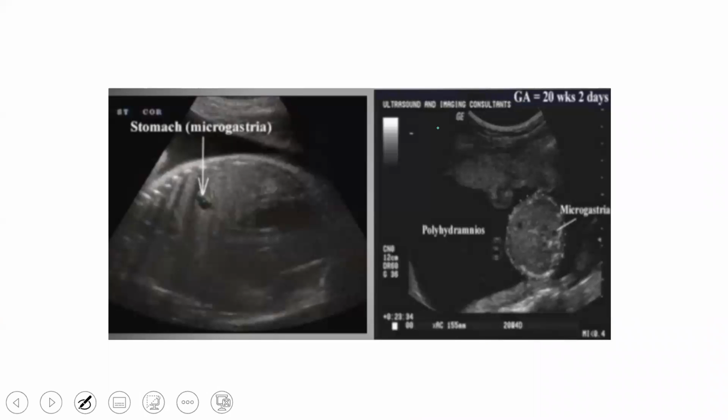A lot of the time it's diagnosed early, antenatally. As I said, maybe 40% will have polyhydramnios and a small stomach, microgastria.